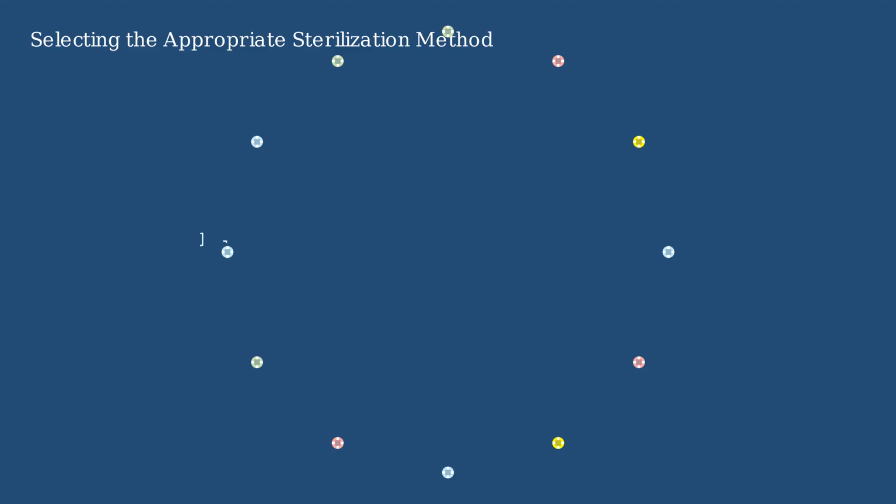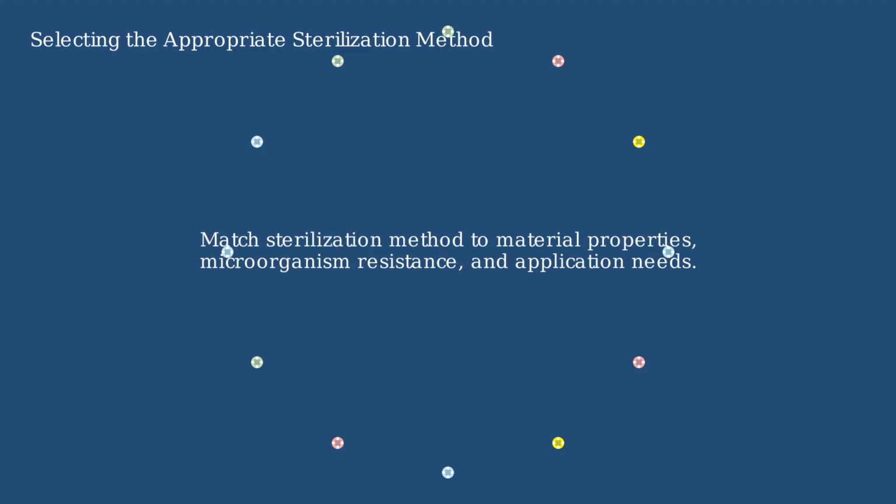To summarize, selecting the appropriate sterilization method requires carefully matching the material properties, target microorganisms, and specific application requirements. This systematic approach ensures effective sterilization while preserving material integrity.